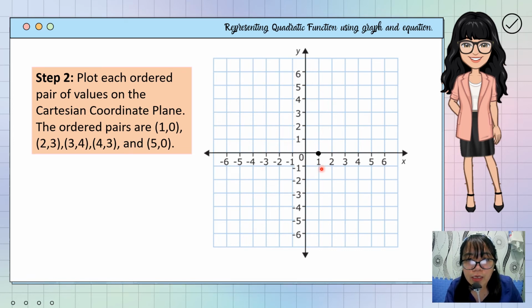Point 2, 3. Our x is 2. So, here, our y is equal to 3. That will be our point 2, 3. And then we also have 3, 4.